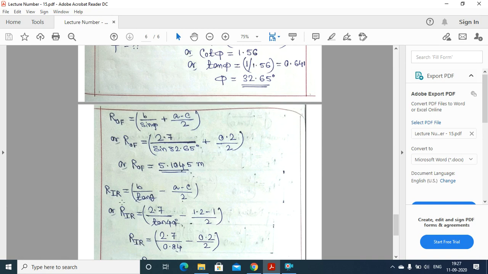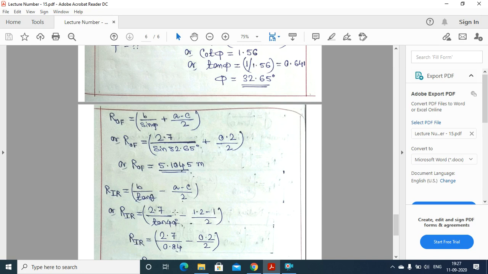The formula for the turning circle radius for the inner rear wheel is B by tan theta minus A minus C by 2. Just put all the values into this equation. B is 2.7, tan theta is tan 40 degree, minus A minus C, which is 0.2, by 2.